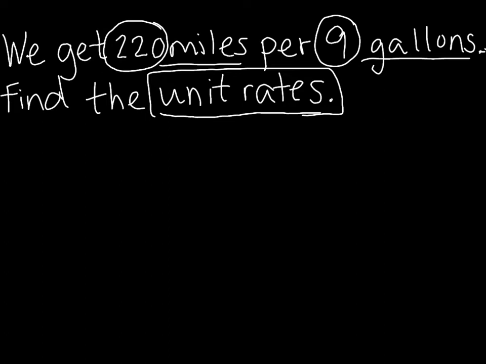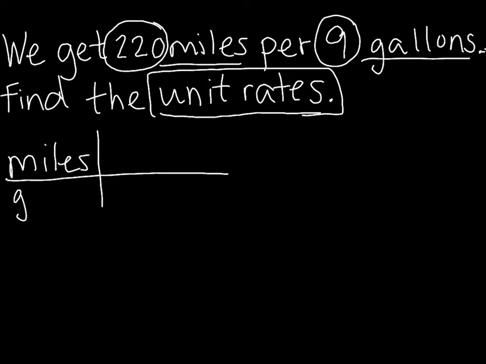All right, we set up tables to help us figure this out. The first table I'm going to set up is going to be miles per gallon. I always put my labels on the left so I can tell what my units are for my numbers. And then I fill in my 220 is miles, so I put 220 in the miles row. And then I have 9 gallons, I put 9 in the gallons row. And I want to figure out if we have 1 gallon, how many miles would that be?